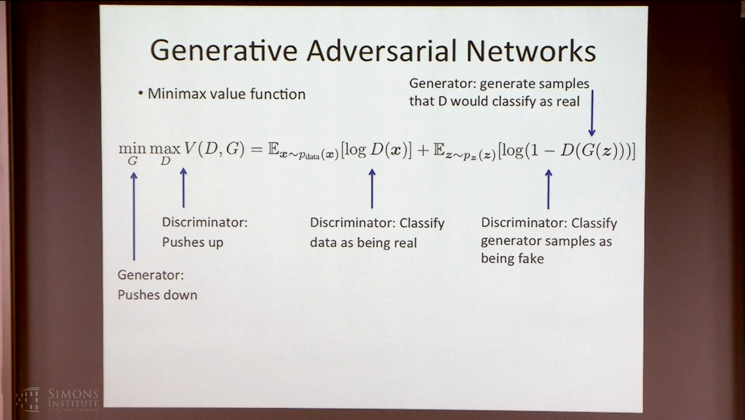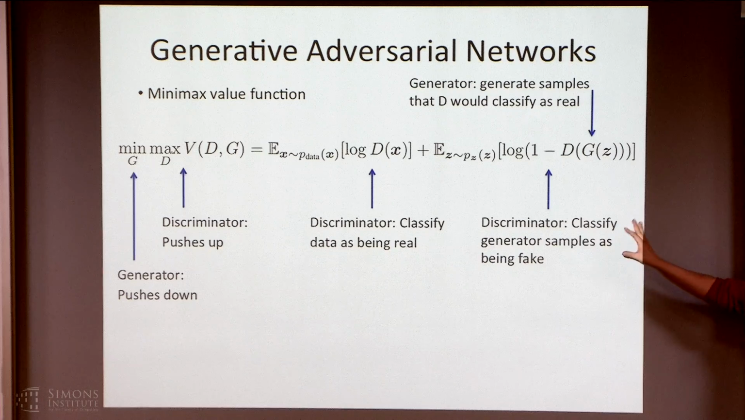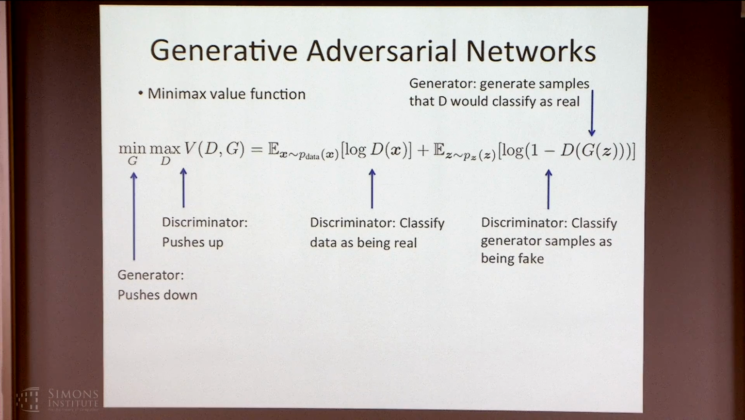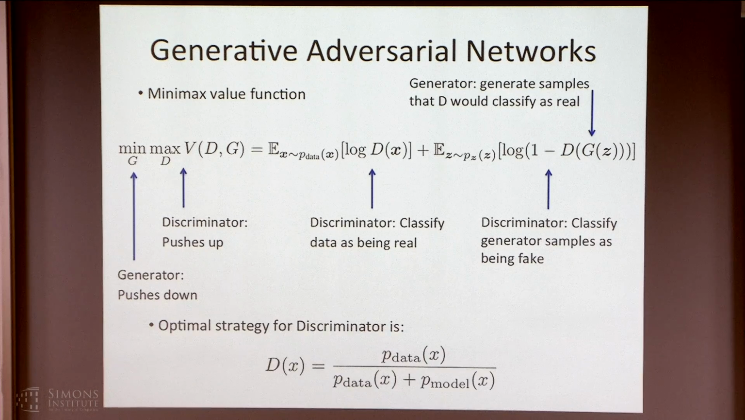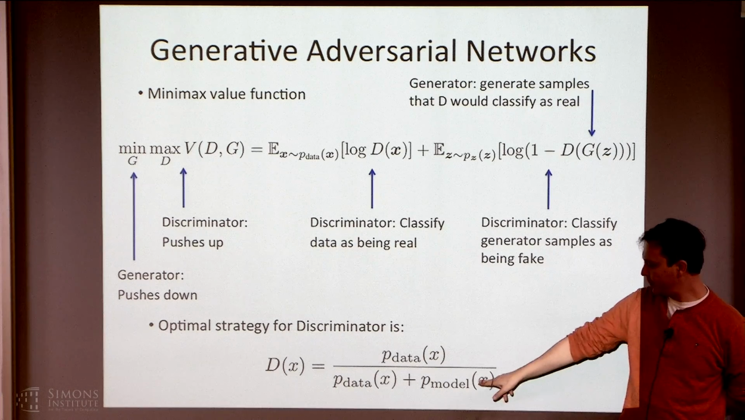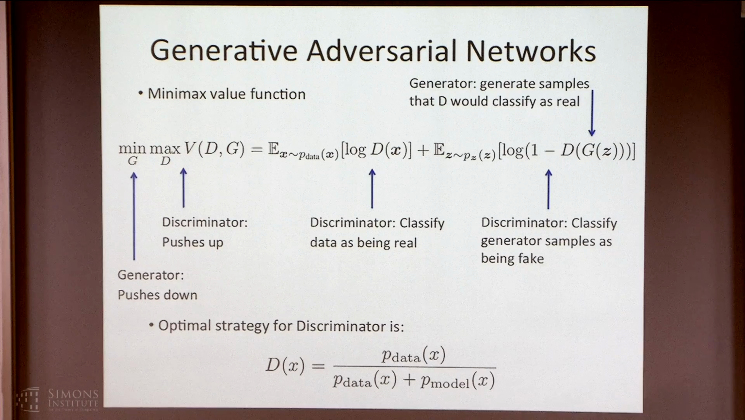Generally, there are some problems when you're training these systems. They are a little bit unstable, so you have to be careful how you're training them. But nonetheless, the optimal strategy is for the discriminator to have this property, right? For any particular x, it's the probability under the data, divided by p of data plus p of model.